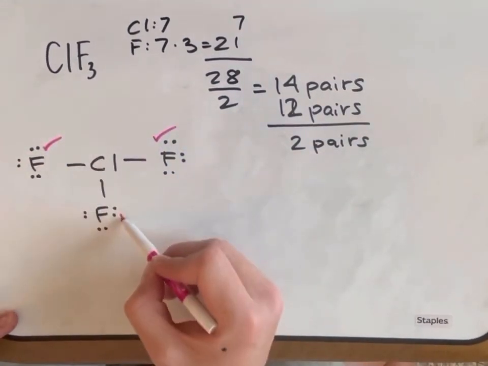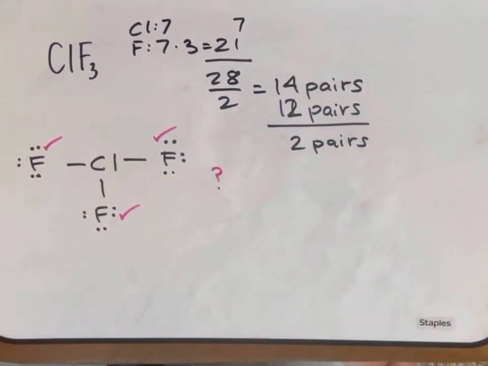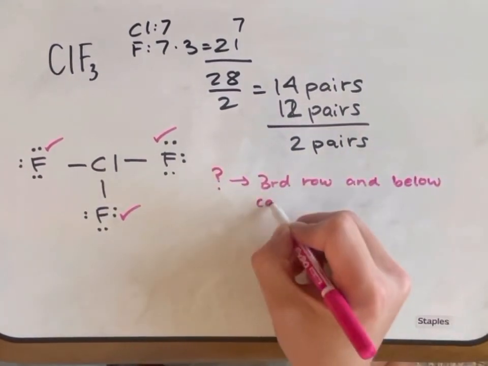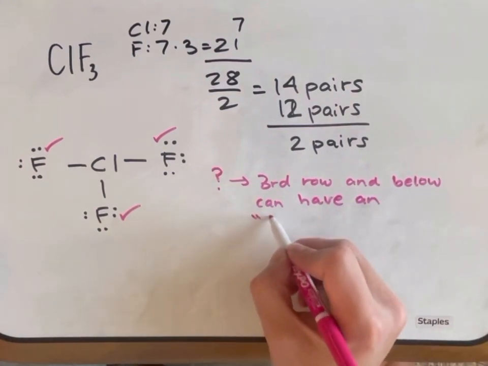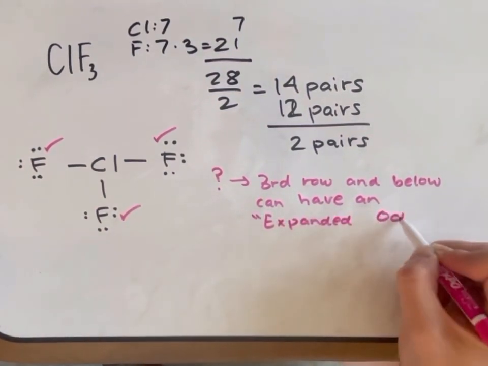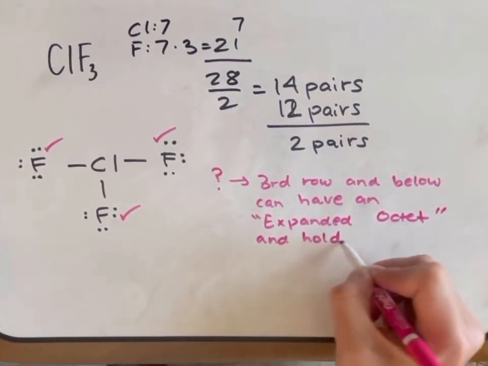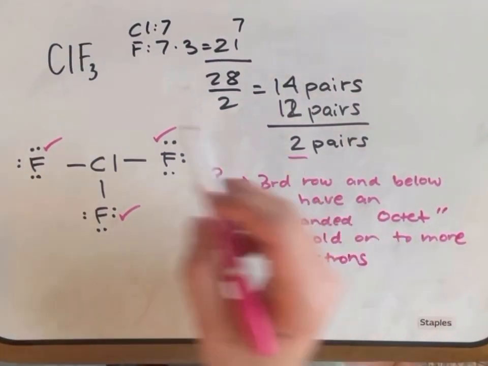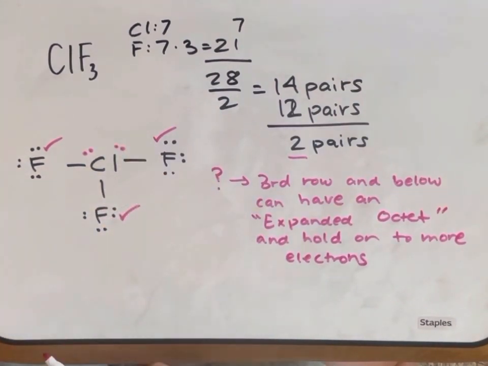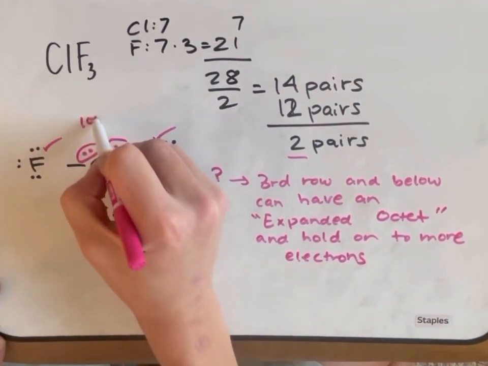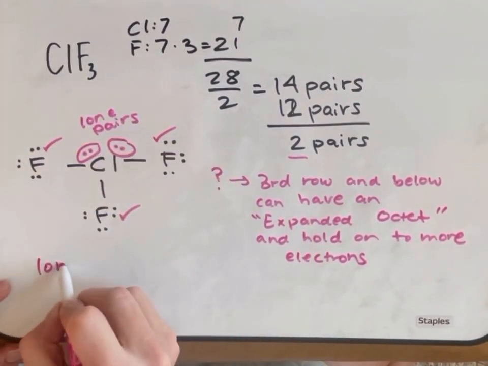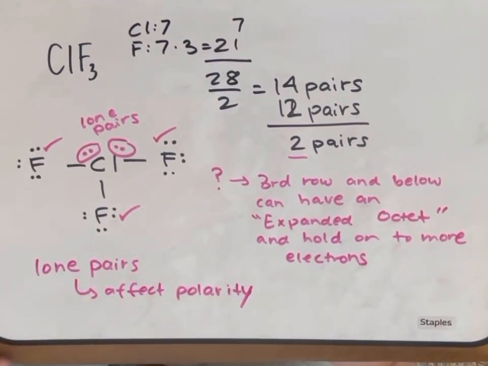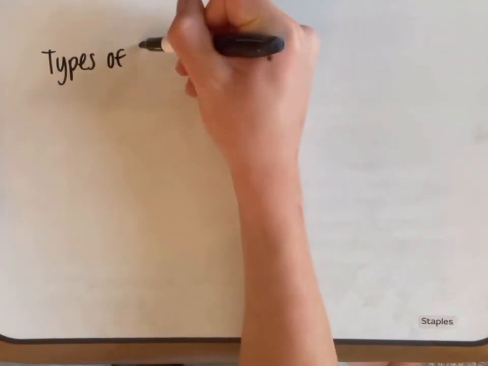But we don't know where to put those 2 F's, those two pairs. But because Cl is in the 3rd row and below, it can have an expanded octet, which means Cl can have more than 8 electrons. So with these 2 pairs, we're going to put them just next to Cl. So now you can see that Cl has 1, 2, 3, 4, 5 pairs. And these are lone pairs, we call them, because they're not attached to anything. And as we talk about later, lone pairs will affect polarity.